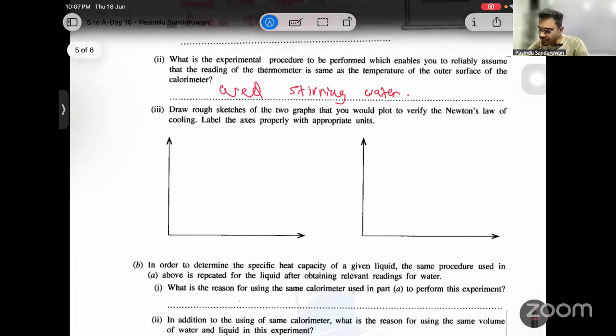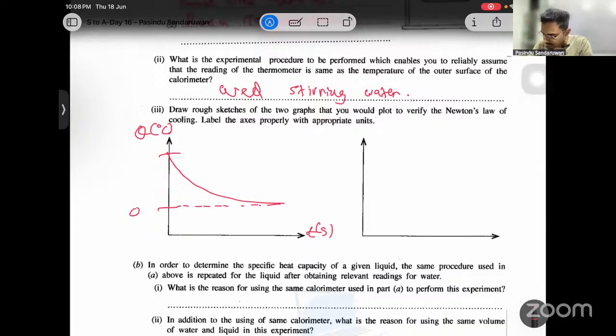3. Draw rough sketches of the two graphs that you would plot to verify Newton's law of cooling. Label the axes properly with appropriate units. First graph: theta against time, where theta is in degrees Celsius and time is in seconds. If you plot this, you get a graph starting at a temperature and cooling down until room temperature.